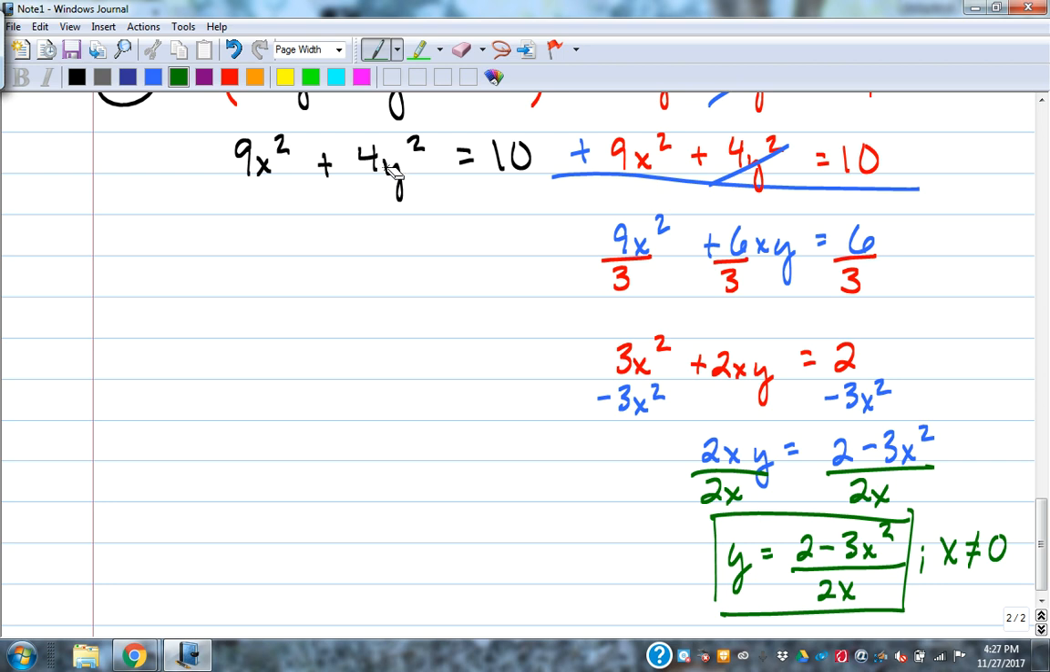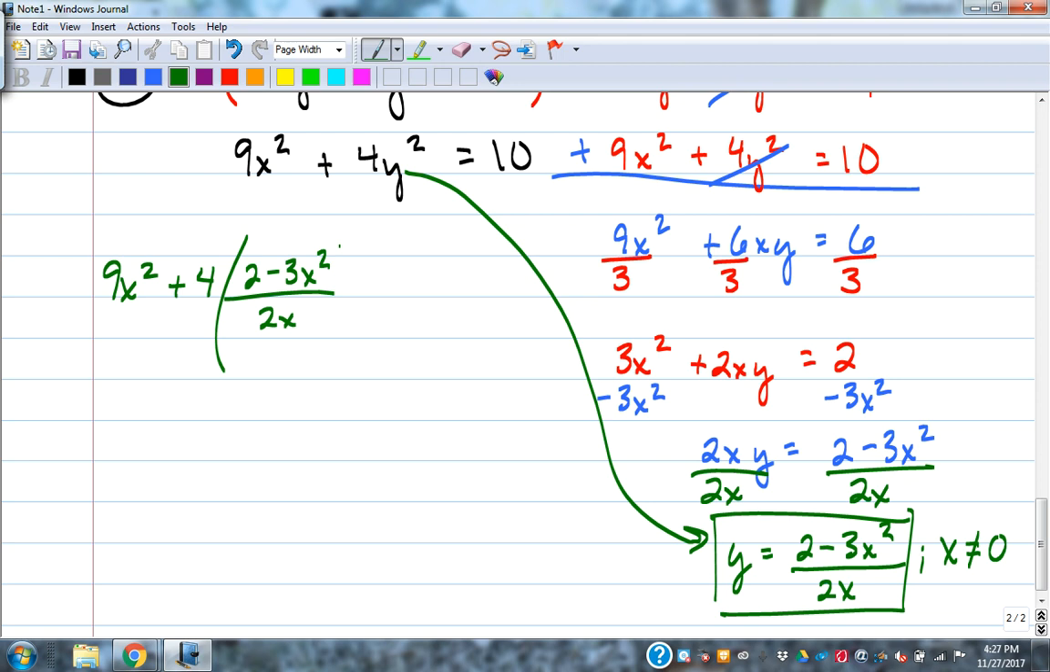And then I have a problem that only has x's in it. It's not a pretty problem. It's not an easy problem, but it is a problem that only has x's in it. So that's what I'm going to do. I'm going to take 9x squared plus 4, and then I'm going to replace this y squared with that stuff. Okay? So that's 2 minus 3x squared over 2x squared. And that's equal to 10, supposedly.